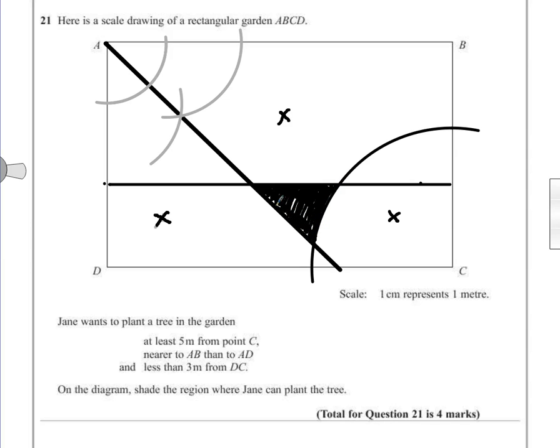The accuracy of your construction lines needs to be within 2 millimetres, but your shading doesn't matter so much as long as you've made it quite clear what it is that you're trying to shade in. But if you go outside the lines like I did, just rub out your answers, because all of this should be done.